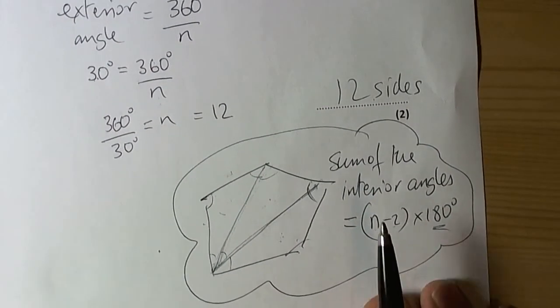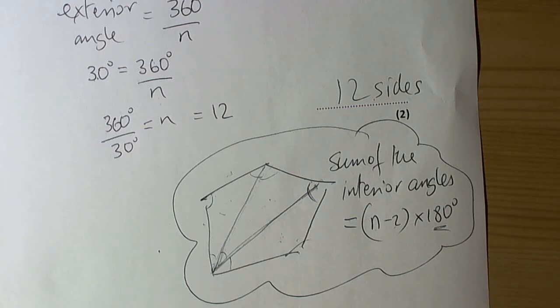So that's polygons and angles within them, or exterior ones outside them.